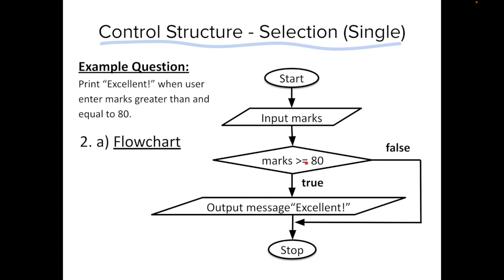Okay, if it's true, if the marks equal 80 or more than 80, it will give output or will display message excellent and then stop. If false, it will do nothing. It will be null and it will continue execute pergi ke stop. Okay, inilah kita panggil single selection punya control structure. It means that hanya ada satu sahaja statement. Okay, bahagian sini tak ada. Itu yang kena take note.